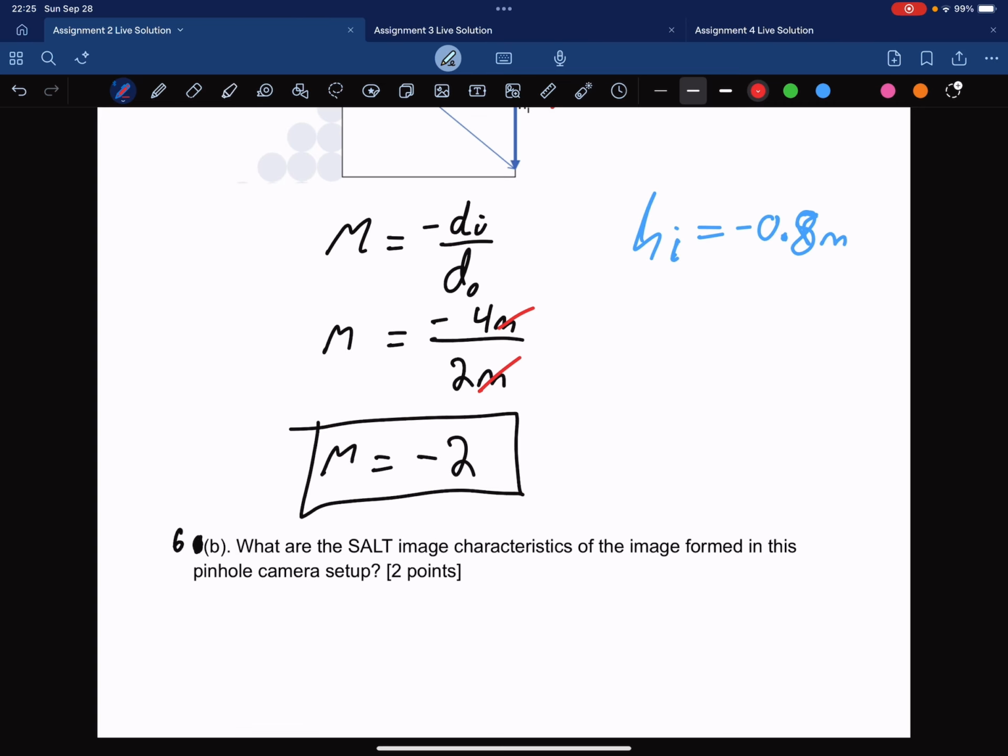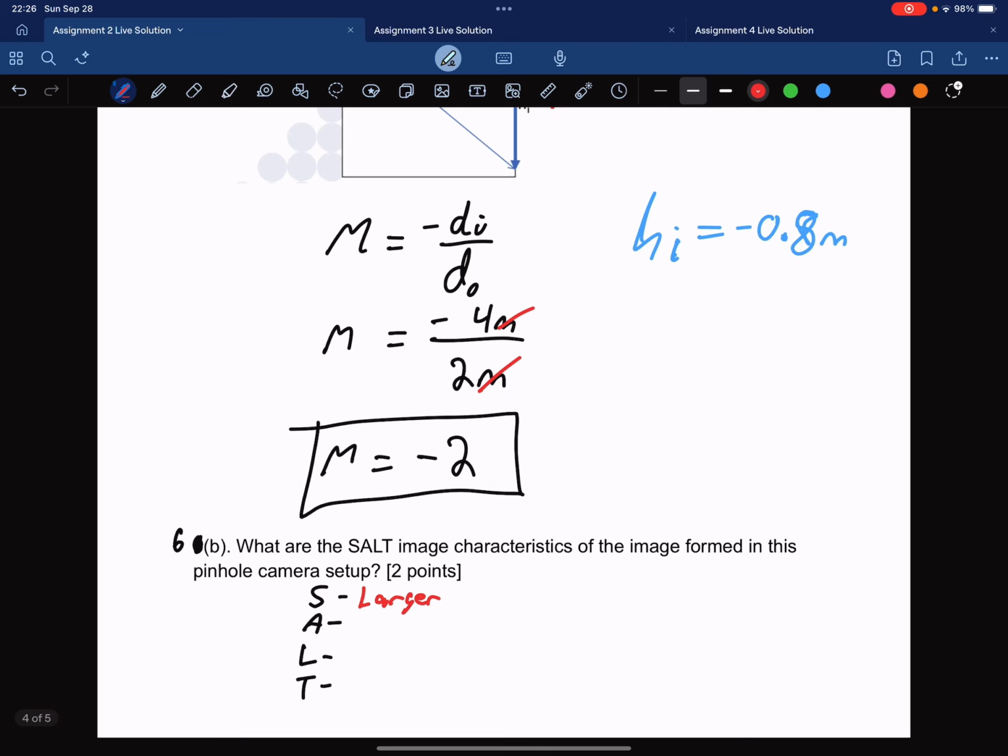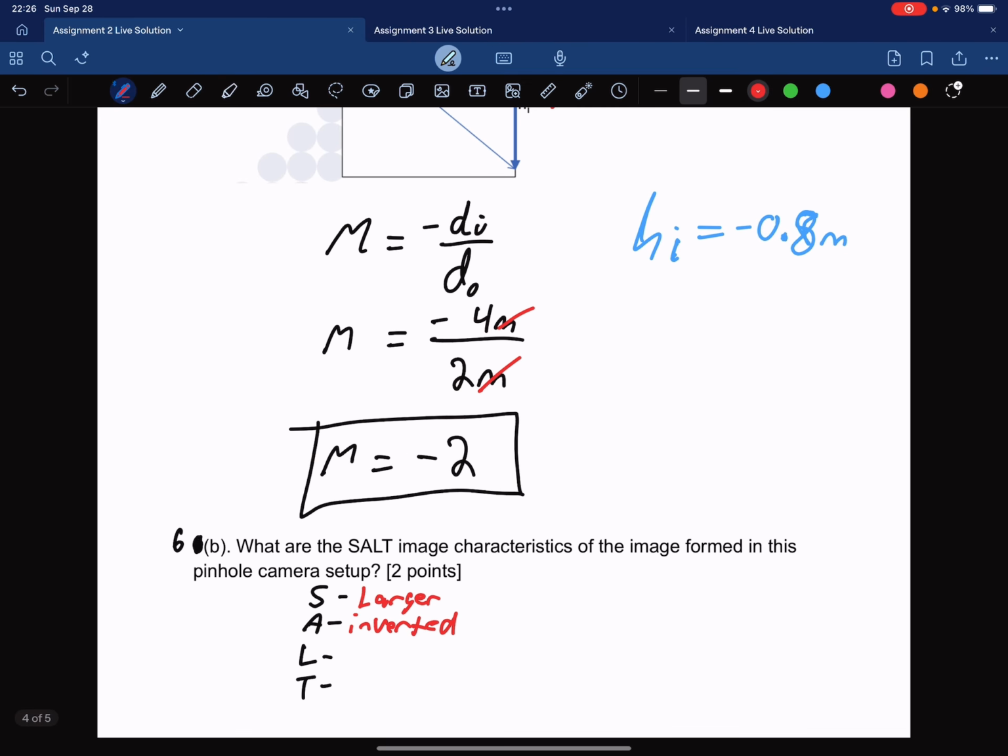And lastly, what are the image characteristics of the image formed in this pinhole camera setup? Now, it is larger, as we just mentioned. Our magnification makes the number larger, so the image is larger. Also, it's very clearly larger in our diagram up here. Attitude is inverted. Again, you can tell just by looking at the diagram, or by the fact that the magnification is negative.